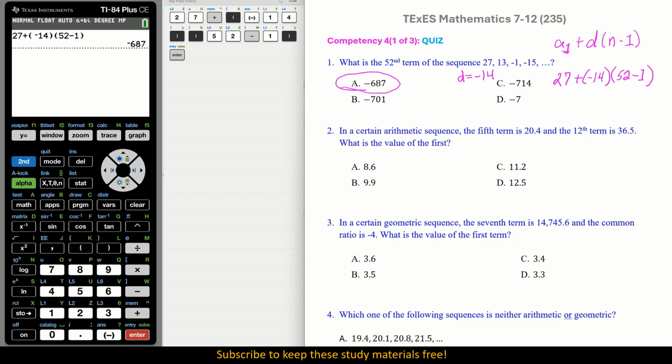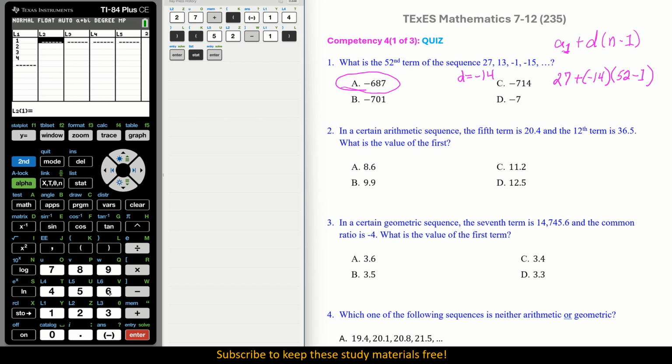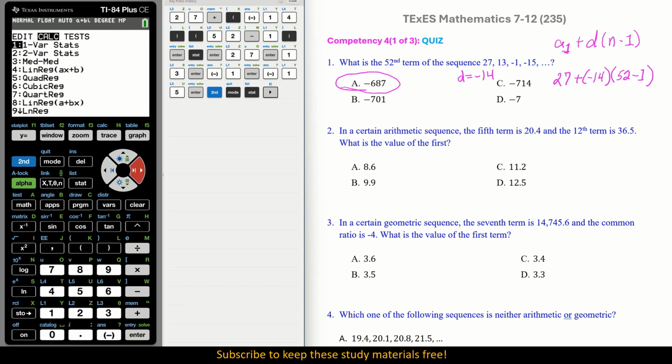Now, what if I don't remember that formula? All of a sudden, my brain went blank. Fine. If you watched the part 7 video, we would push stat, then enter. See how I have in the first list 1, 2, 3, 4. In the second list, you put your given 27, then enter, 13, enter, -1, enter, -15, enter. Okay, back out, push that, move over, and it's number 4.